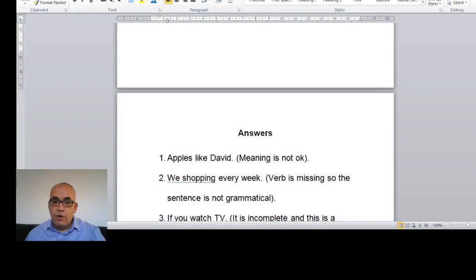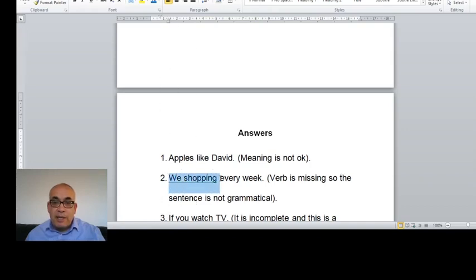Number 2, we shopping every week. This text is wrong. We have to say we go shopping every week. This is correct. We go shopping every week. But if I say we shopping every week, there is no verb after we. After we, no verb. The verb is missing. So the sentence here, number 2, is not grammatical. The grammar is wrong.